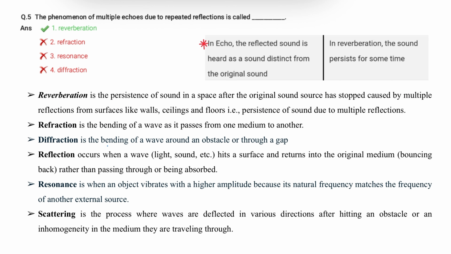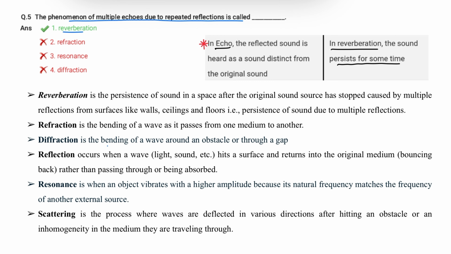Question number 5. The phenomenon of multiple echoes due to repeated reflections is called reverberation. So let us see the difference between echo and reverberation. In an echo, the reflected sound is heard as a sound distinct from the original sound. In reverberation, the sound persists for some time duration.